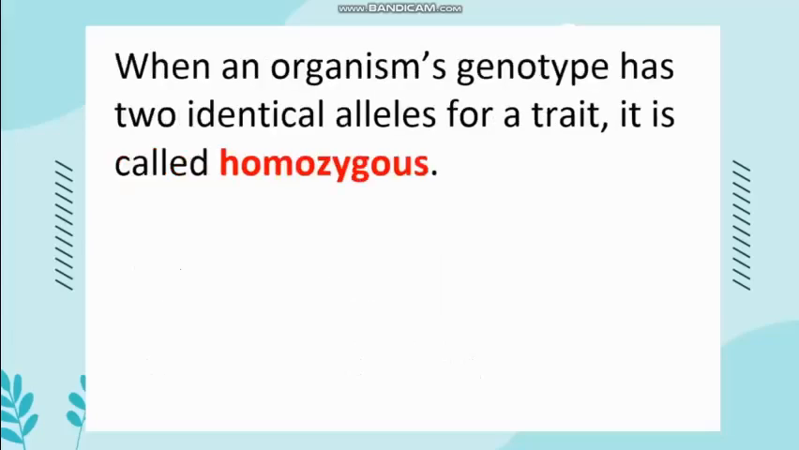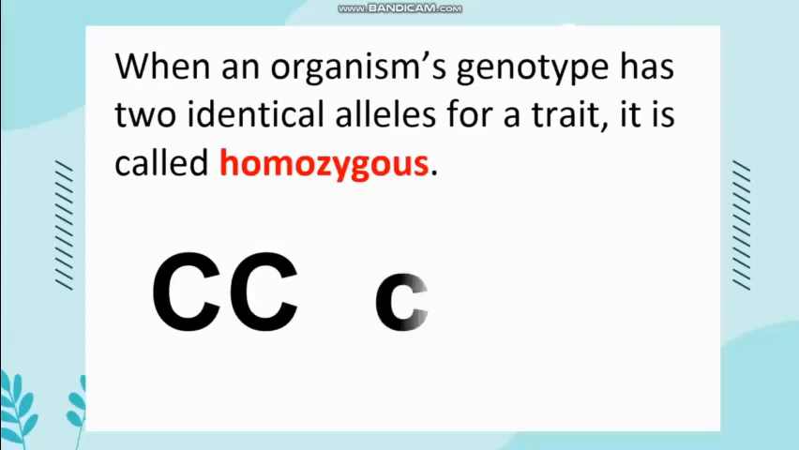When an organism's genotype has two identical alleles for a trait, it is called homozygous. Homo means the same or one. So it can be written as both capital letters, which means it can be read as homozygous dominant. Or it can be written as both small letters, identifying it as a homozygous recessive.